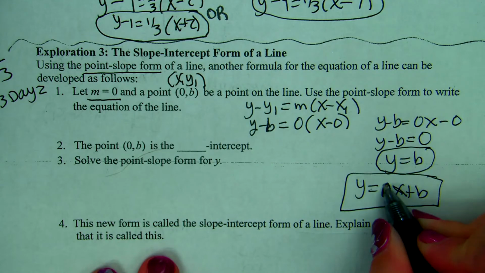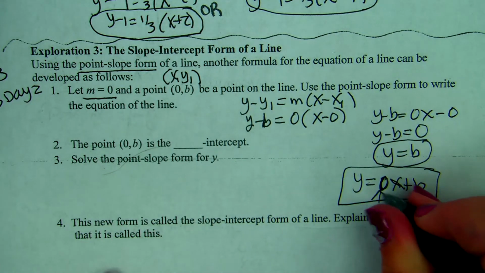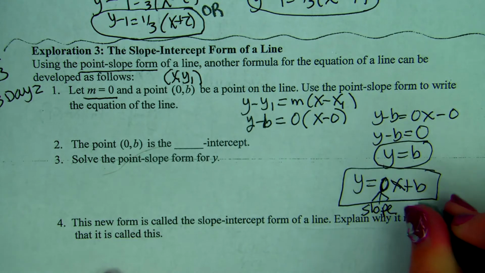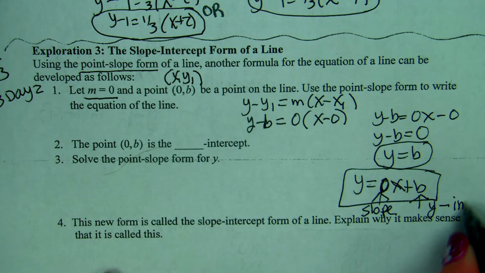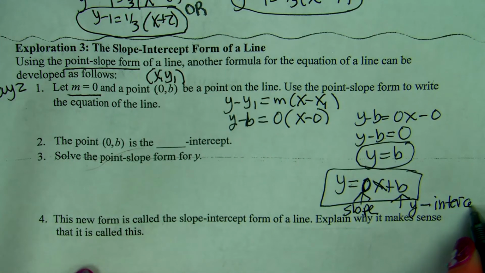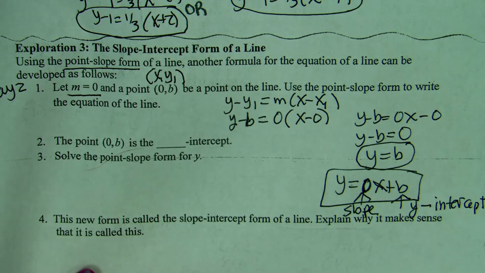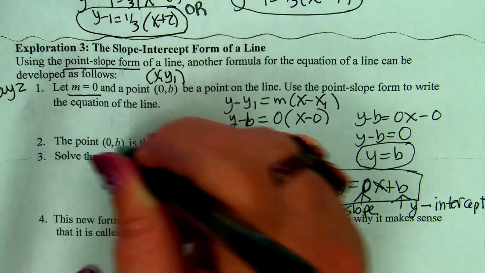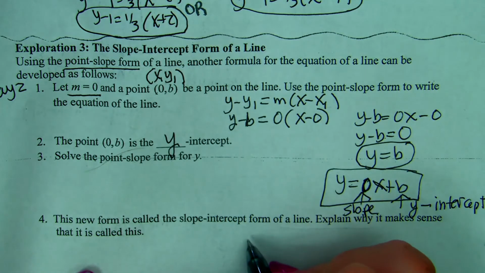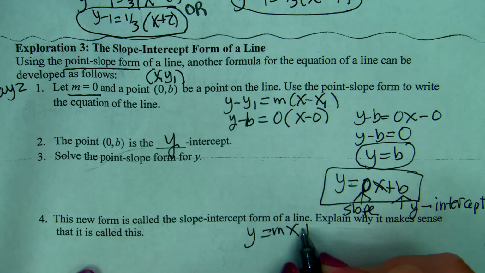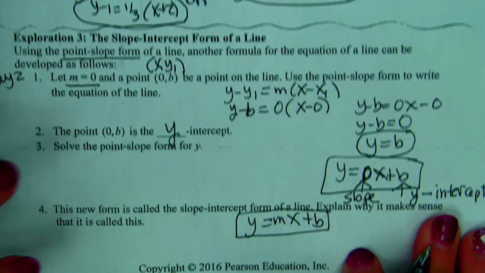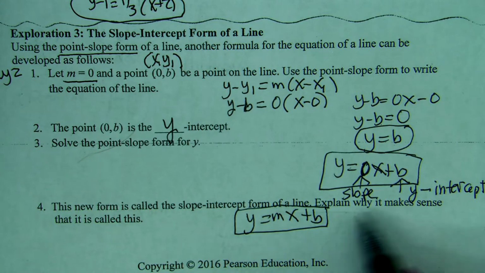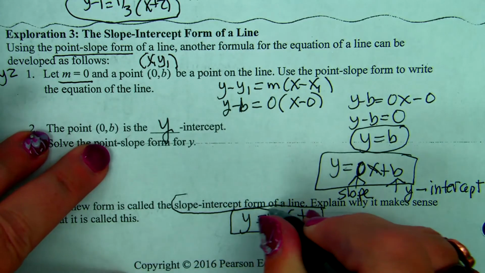What formula does that remind you of? This is the slope of this line. And what is the b called? The y-intercept of the line. So 0, b is the y-intercept. So we're going to have y equals mx plus b with any slope, and b is the y-intercept. And it makes sense why it's called this, because this is the slope and this is the y-intercept, so it's called the slope-intercept form of a line.